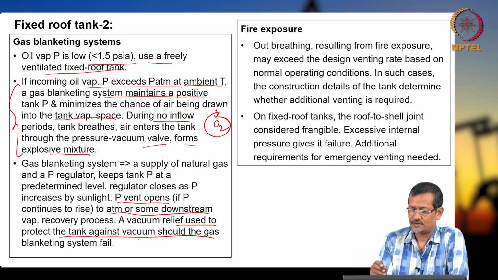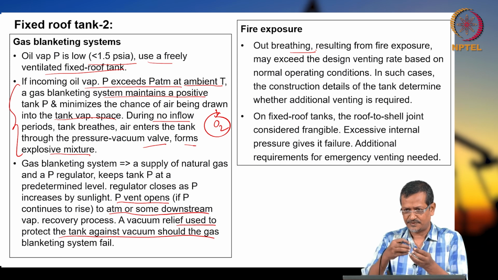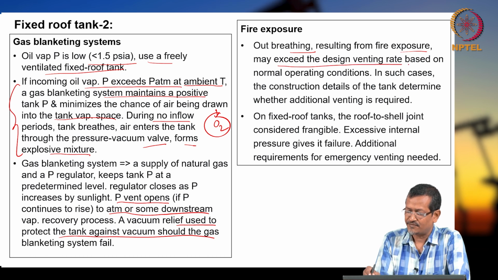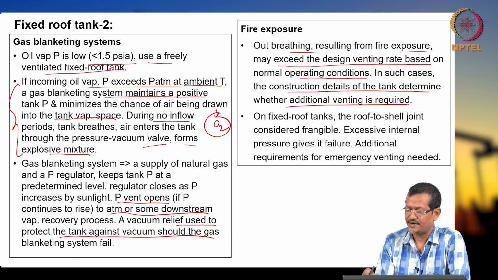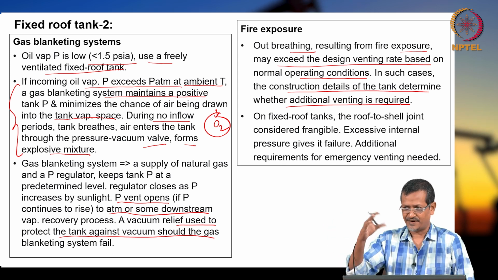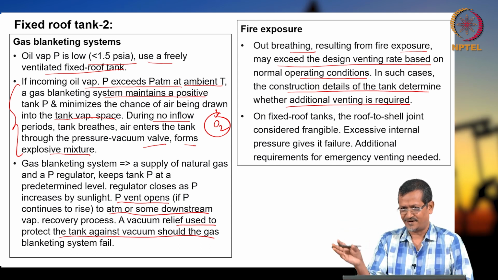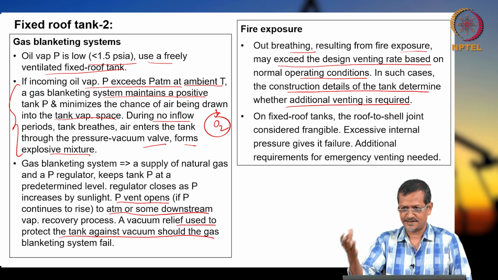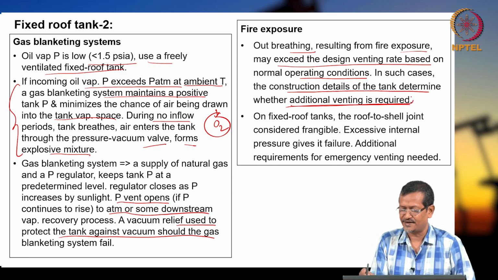So, fire exposure. Outbreathing is when the internal pressure is high, so vapor will go out of the system. Vapor resulting from fire exposure may exceed the design or venting rate based on normal operating conditions. In such cases, the construction details of the tank determine whether additional venting is required. Venting is the proper way of disposing, and a venting system will have a fire catching system and other systems, so through that you can vent. You know how much vapor is going and how to handle it, but if it exceeds that calculation limit, then you may have to set up another venting system. That is why they say additional venting may be required.